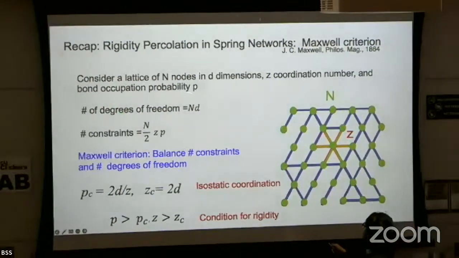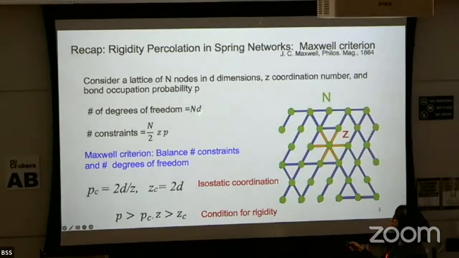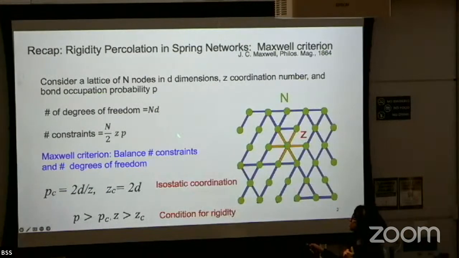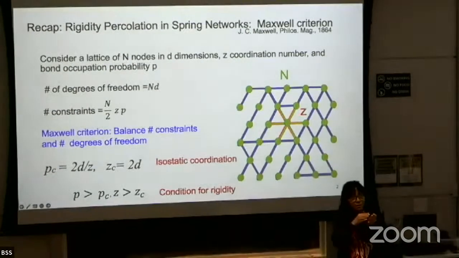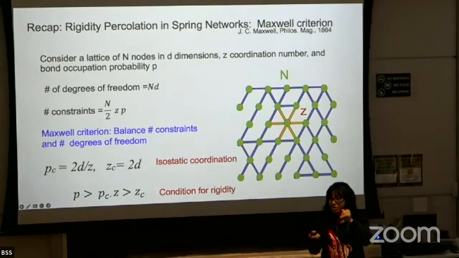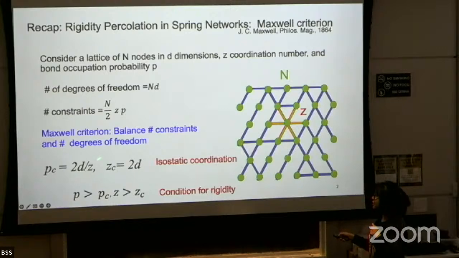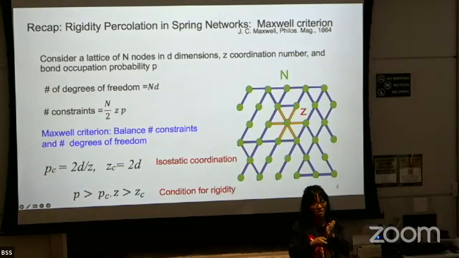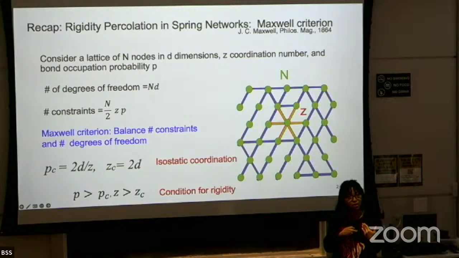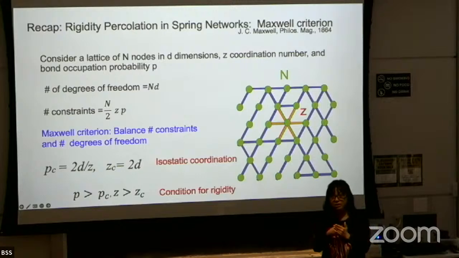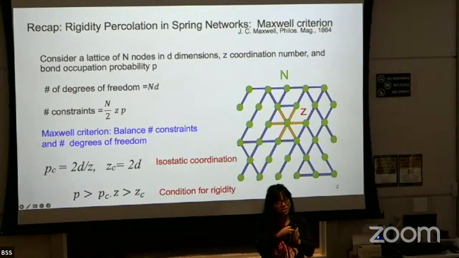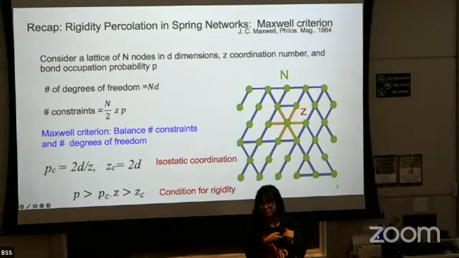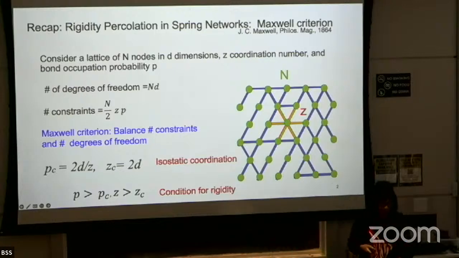Which was basically you count the total number of degrees of freedom, right? Which is n times d for a lattice of n nodes in d dimensions. You count the total number of constraints, and then, basically just at the cusp of rigidity, these two things should balance each other. And this gives you the threshold for this rigidity transition, right? What fraction of bonds need to be occupied before your network will be rigid. It also tells you about the critical coordination number. So the critical number of nearest neighbors that this lattice-based system must have before it's rigid and so on.